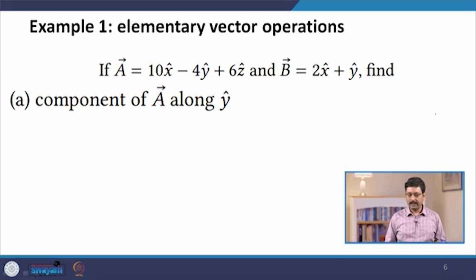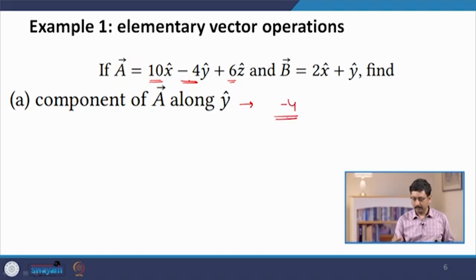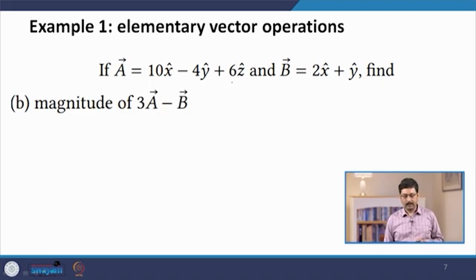The two vectors A and B are given in terms of components. Just by the information given, 10 represents the component along x direction, minus 4 represents the component along y direction and 6 represents the component along z direction. Accordingly the answer is minus 4. So, minus 4 is the component of A along y direction. Here x, y and z are the unit vectors along the coordinate axes.